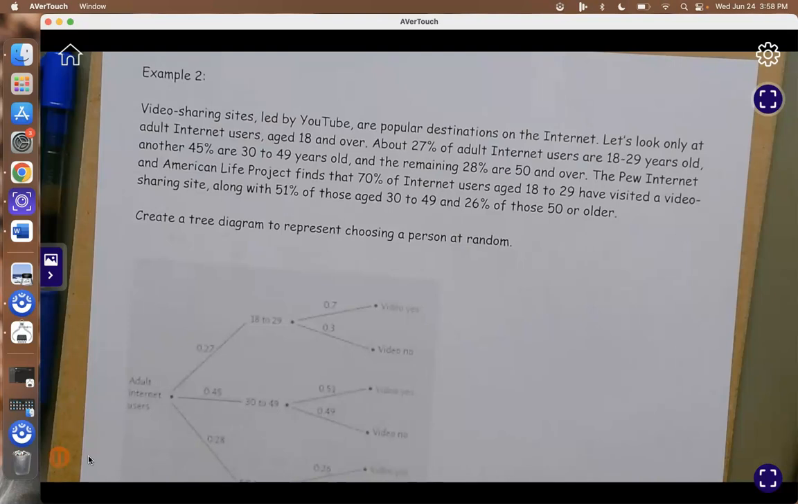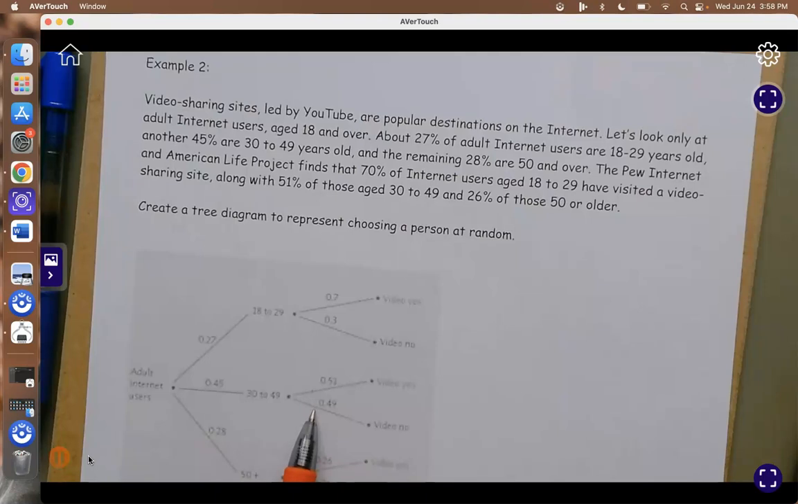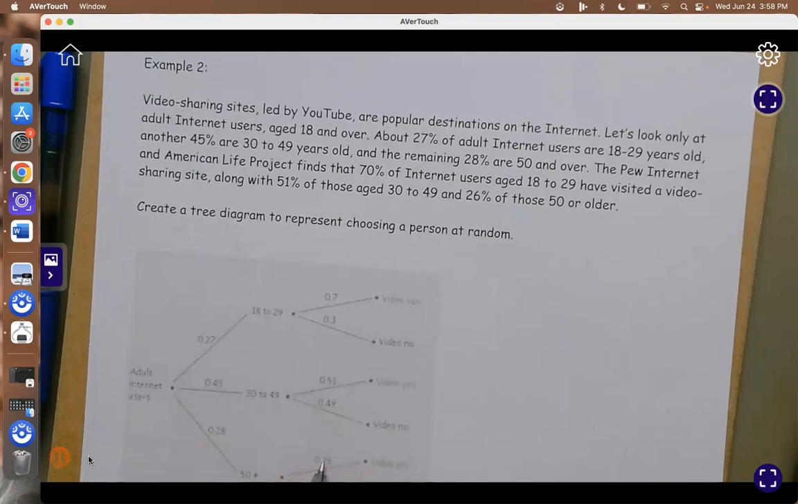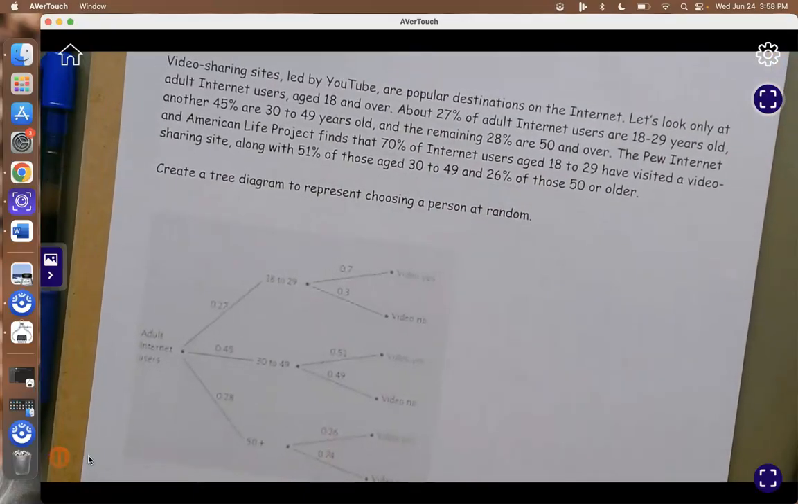Okay? All right. Then it says the Pew Internet and American Life Project finds that 70% of internet users aged 18 to 29 have visited a video sharing site. So that's 70%, which means that 30% have not. So that's why we have this number here. Along with 51% have for 30 to 49, so that means 49% haven't. And 26% have here, so that means 74% haven't here. Okay, so that's how you would make your tree.